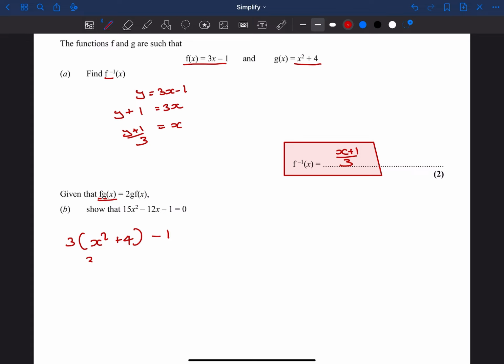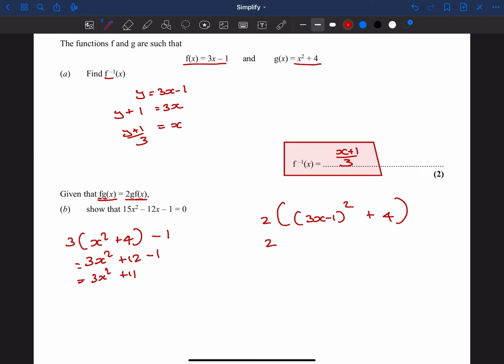Let's expand that. That gives me 3x squared plus 12 minus 1. That gives me 3x squared plus 11. Let's do the second one. It's 2 times. So the first letter is g, so we will just put the 2 bracket. The first letter is g, correct? The g is x squared plus 4. I can't write x squared, so bracket squared plus 4. But the second letter goes in there, which is 3x minus 1.